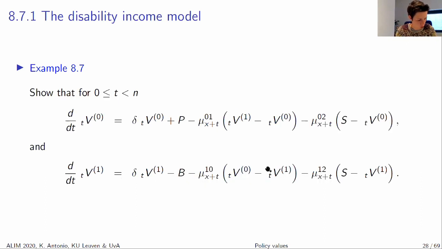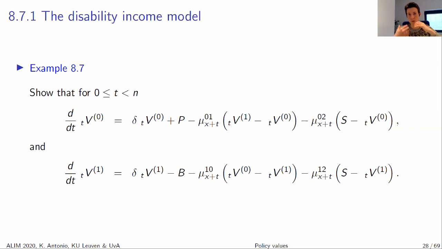Good. So what I want to show now as the next step is that we can think about the evolution of these policy values, and that's going to be quite interesting. As you see here for the disability income insurance model, we apparently end up with two differential equations, where these differential equations are going to describe the evolution of the policy value over time.